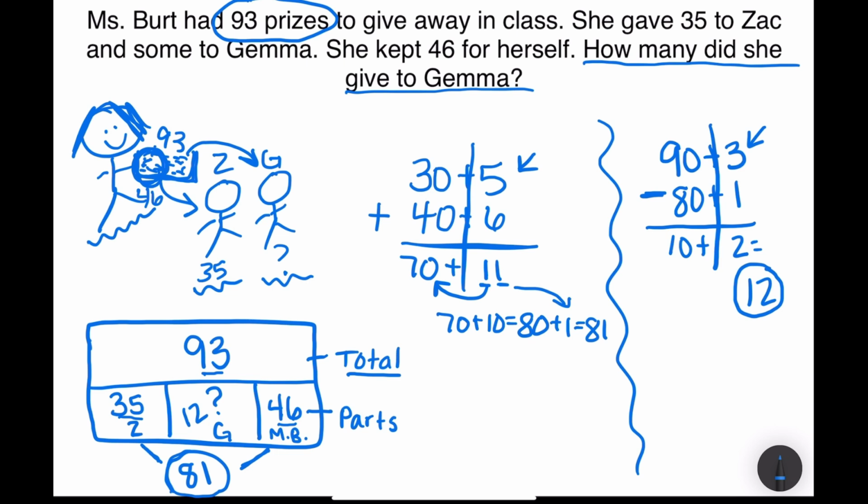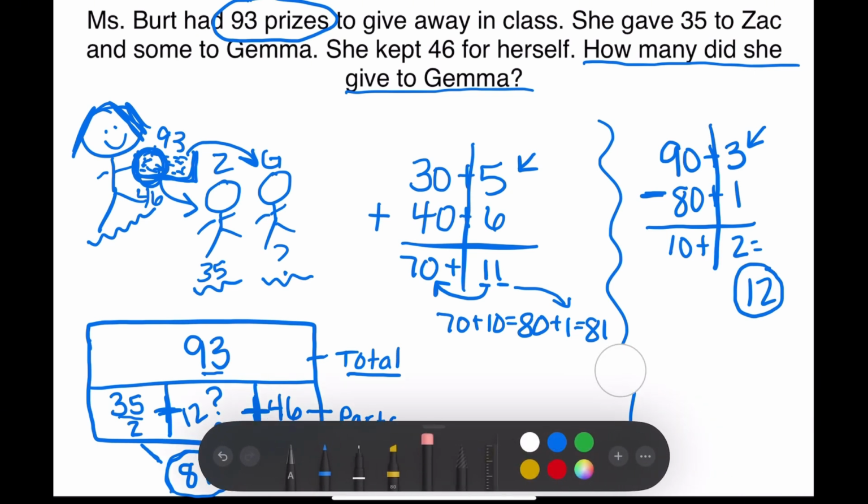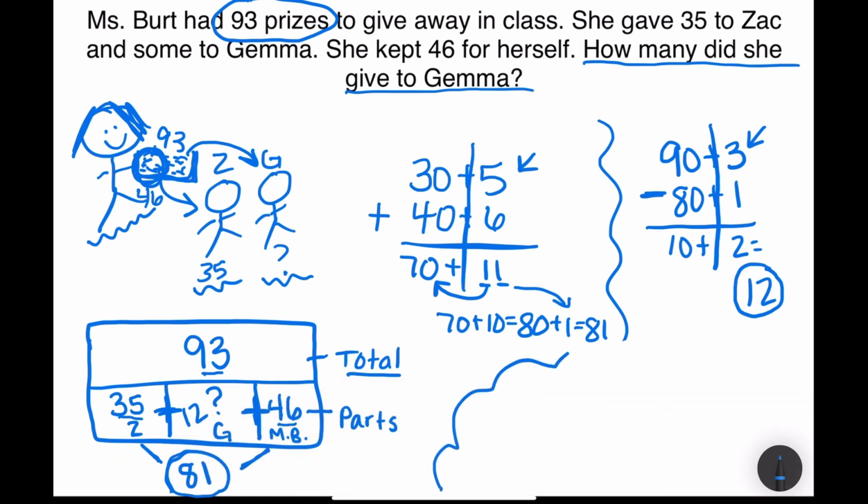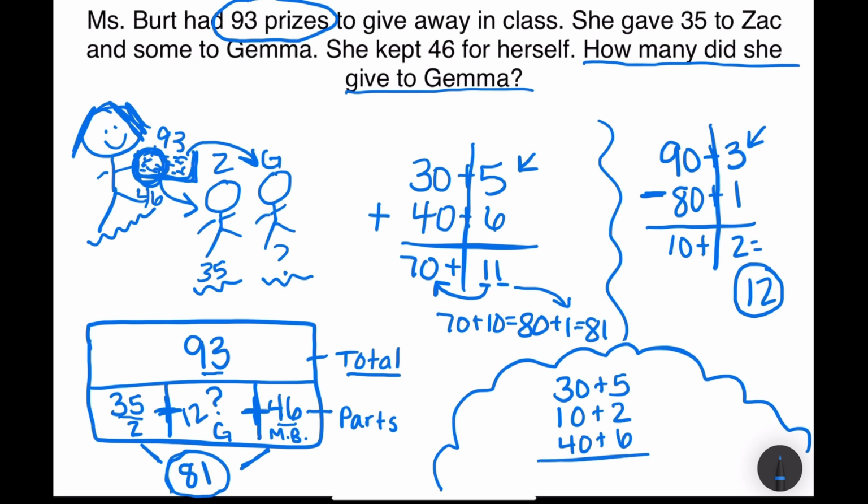We could check our answer by adding 35 plus 12 plus 46 to make sure that that equals 93. I'll do that really quickly. I want to make sure that that's the right answer that we got. So here I'm checking my work. 30 plus 5, 10 plus 2, 40 plus 6. Okay. I know that 5 plus 6 is 11 plus 2 is 13.